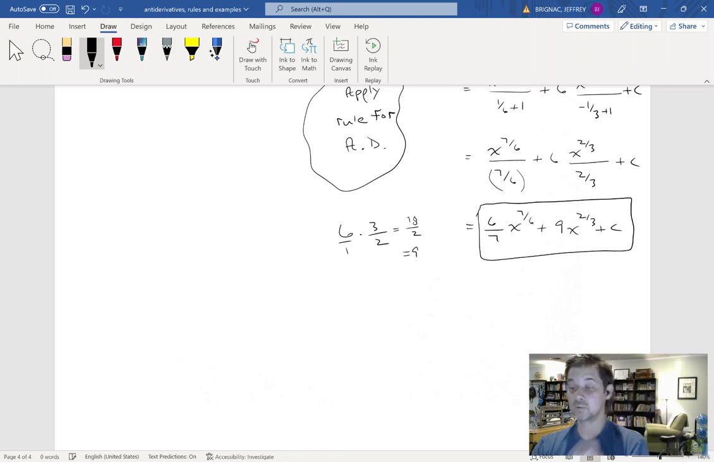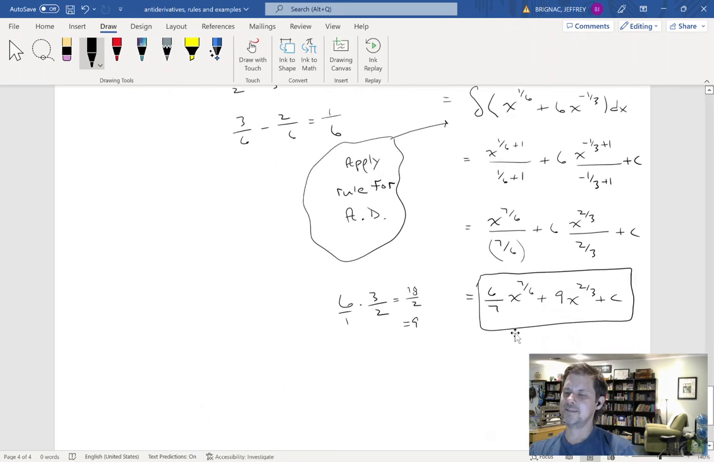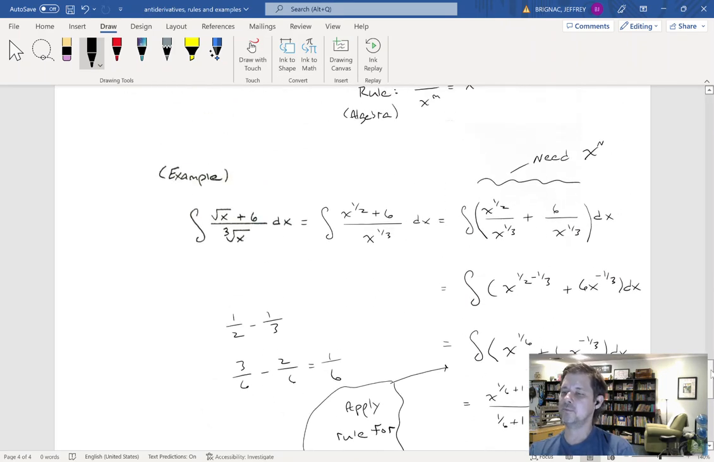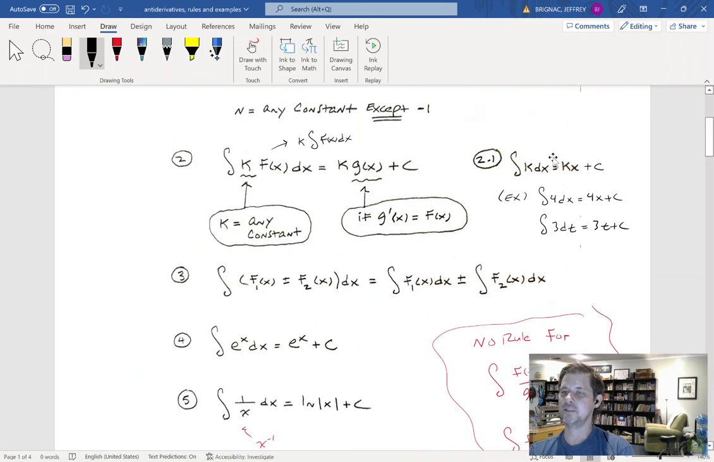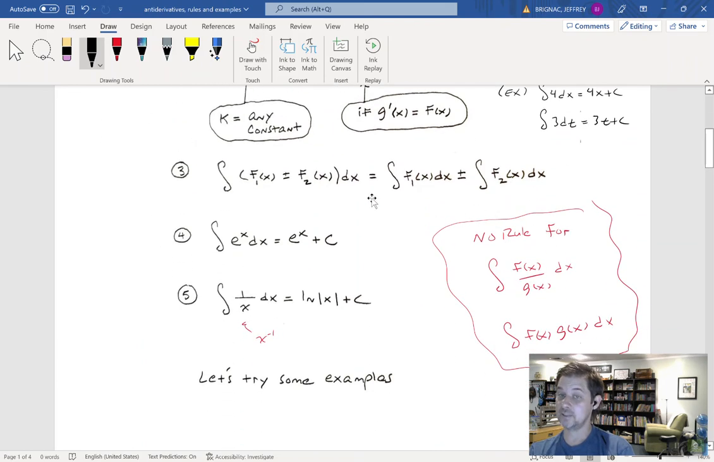So that's all the rules, I guess, except for one. We talked about this one, this one, this one, talked about all of them except for this fourth one. But in case you were to encounter that, the antiderivative of e to the x dx is e to the x plus c.